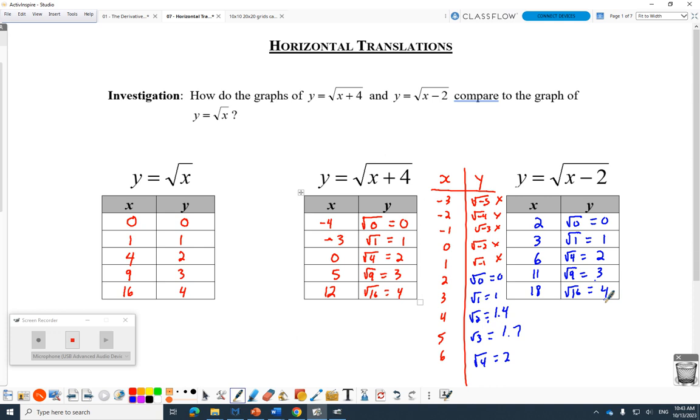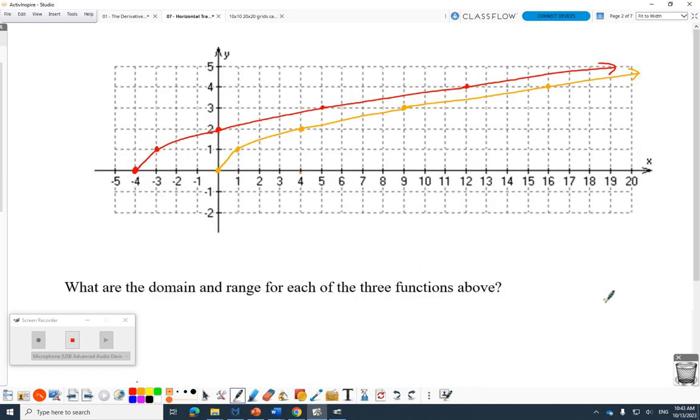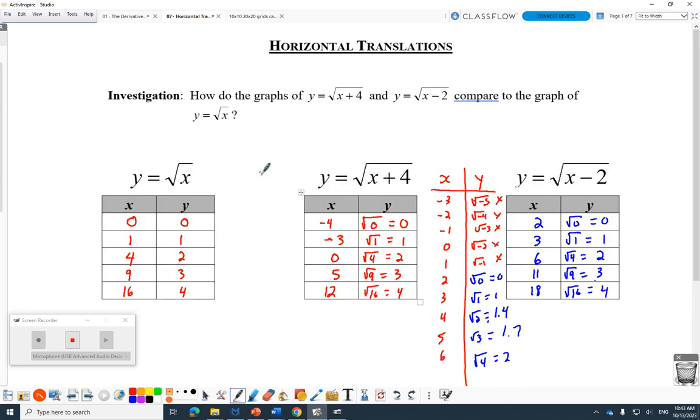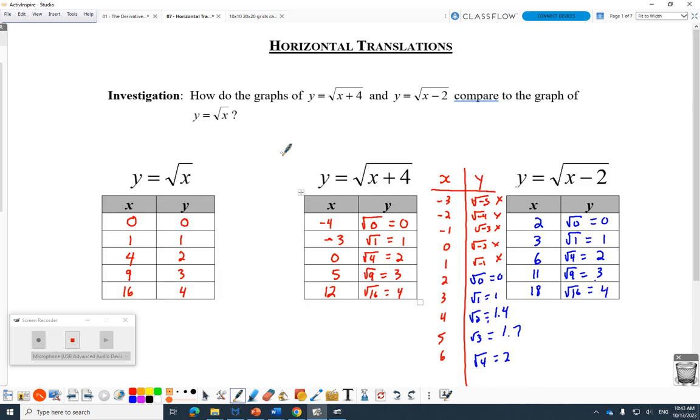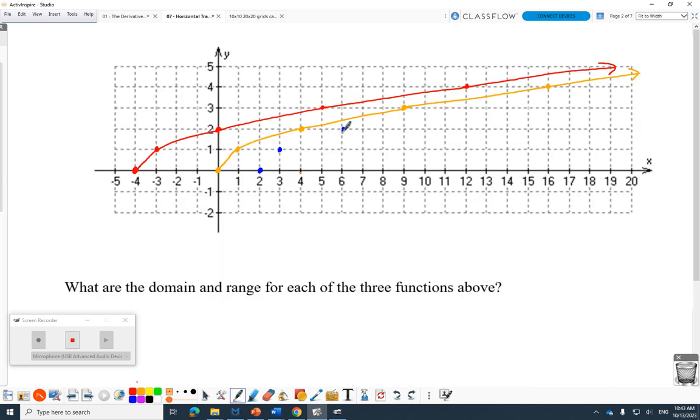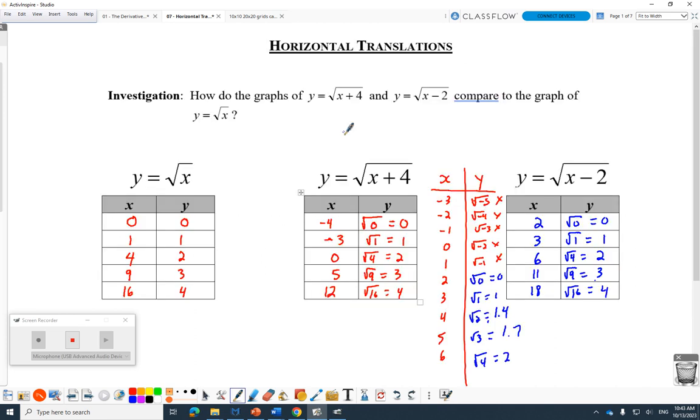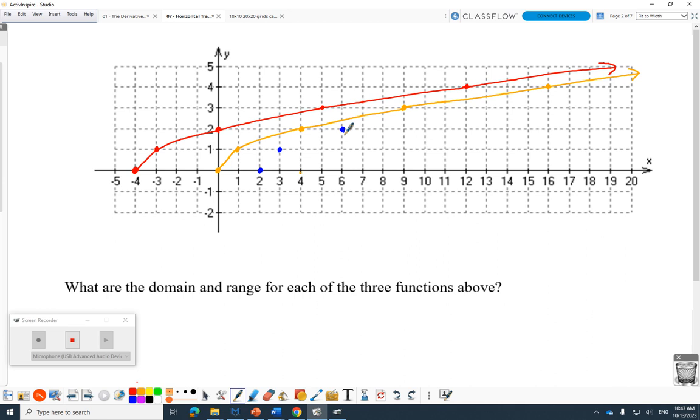Okay? Now I go to my graph. You've got graph paper, yes? She's got graph paper. Yeah, okay. Built-in graph paper. Here they go. 2, 0. 3, 1. 6, 2. Also my height. 11, 3. And 18, 4.